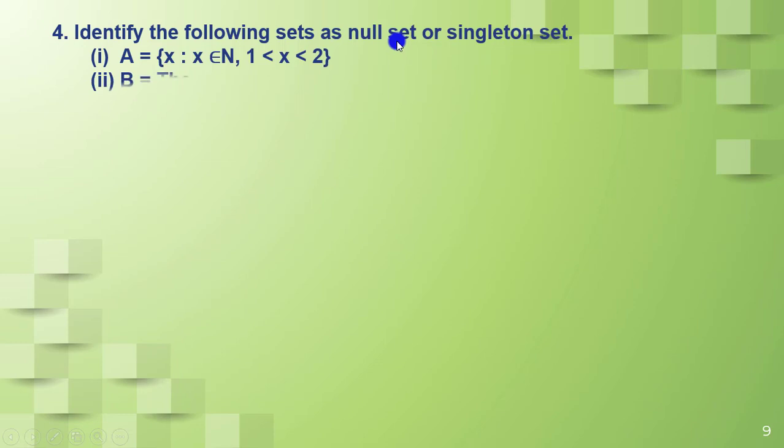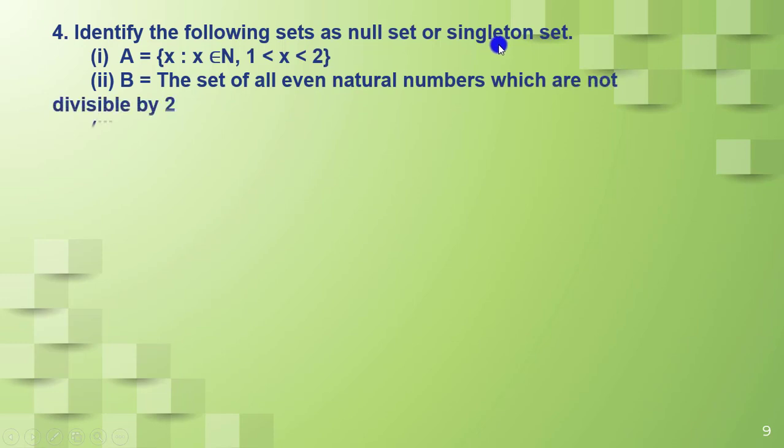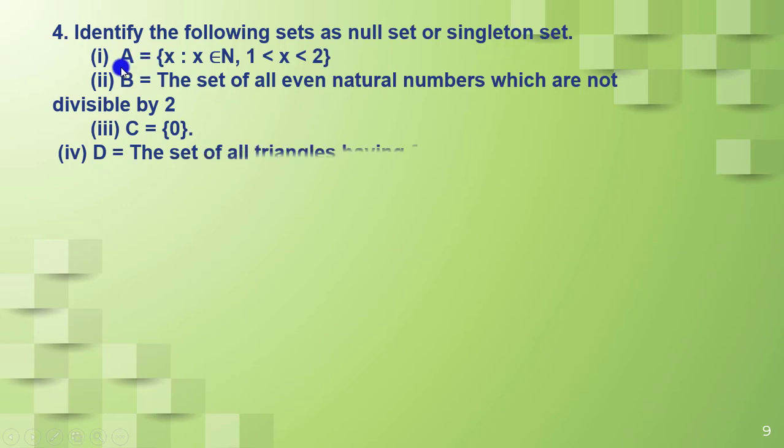That is the fourth problem. In this fourth problem also, we want to identify the set, whether the set is a null set or a singleton set. Before we go to the problem, we must know what a null set is and what a singleton set is. Null set means there is no element in the set. Otherwise, it is an empty set. Singleton set means there will be only one element in the set. So, we call it a singleton set. Now, let us see the problems one by one.